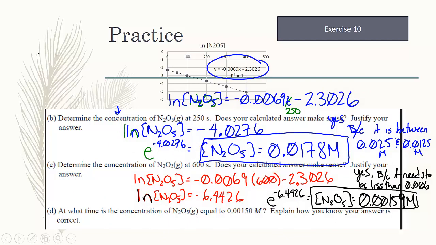Now, letter D is a little different. Letter D asks us to find the time at which the concentration is 0.0015. So we know it's going to be somewhere in the realm of 600 seconds because of our previous answer. So we know we're looking for somewhere around 600 seconds. But to find the exact value, we can plug that concentration into our linear regression.